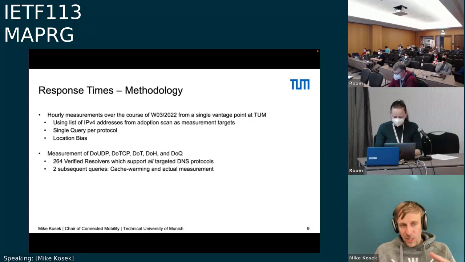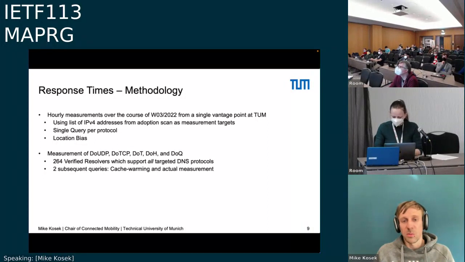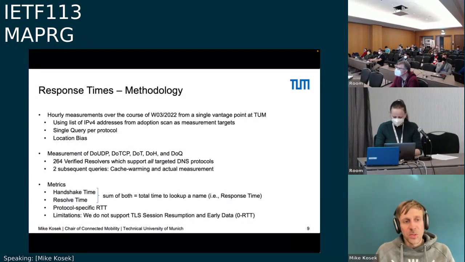So in total, we find 246 resolvers which support all those targeted DNS protocols. Then we perform 2 subsequent queries. The first one is a cache warming query to warm the DNS cache, and then the actual measurement. We collect different metrics. We have the handshake time, which is the time from the start of the connection establishment until the connection is established, be it secured or unsecured. Then we have the resolve time, which is the time from when we start the DNS query until we get a successful answer back. And the sum of both is the so-called response time.